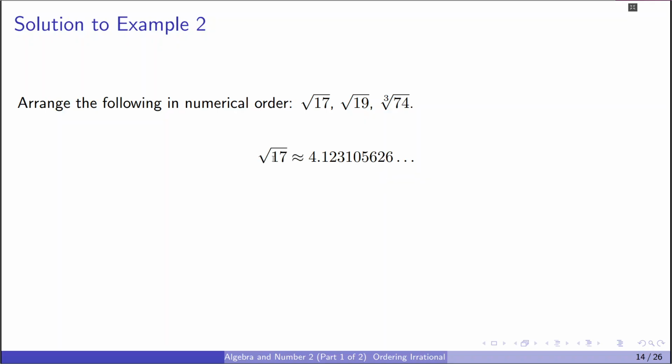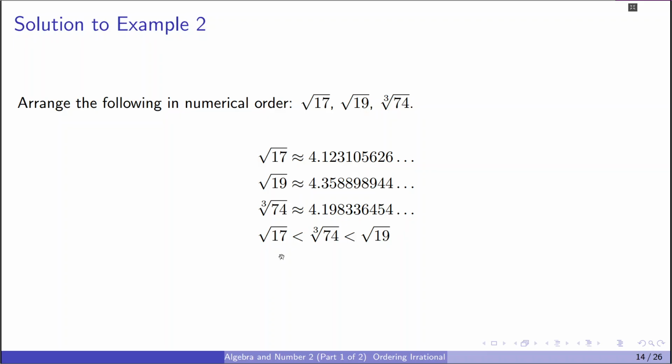So square root of 17 is about 4.123. 19, about 4.35889. The cube root of 74 is about 4.198. We can continue from there, but we know as soon as we get to the 4.1, it is less than the square root of 19. The fact that we follow it with a 9, that's greater than 2. So the cube root of 74 is greater than the square root of 17. So that allows us to put that in between these two.